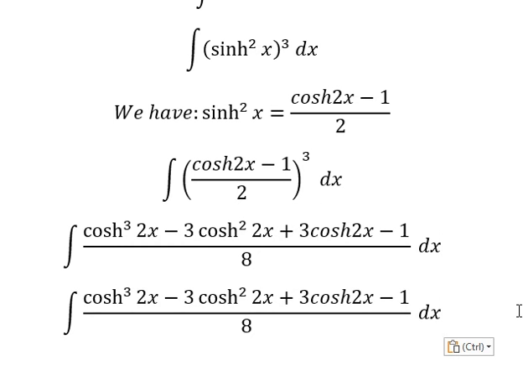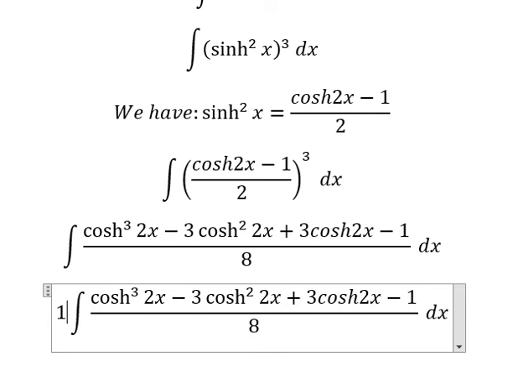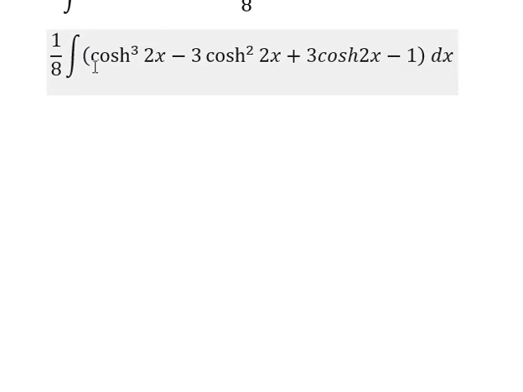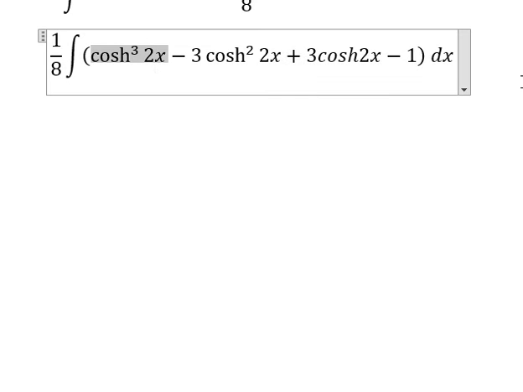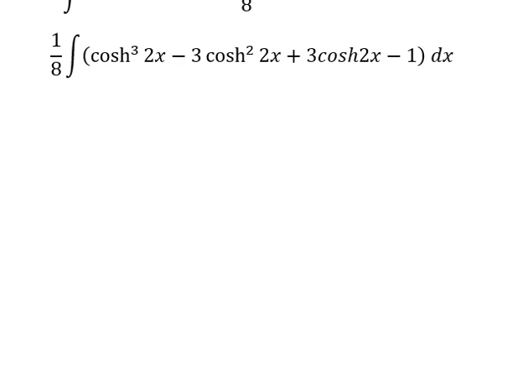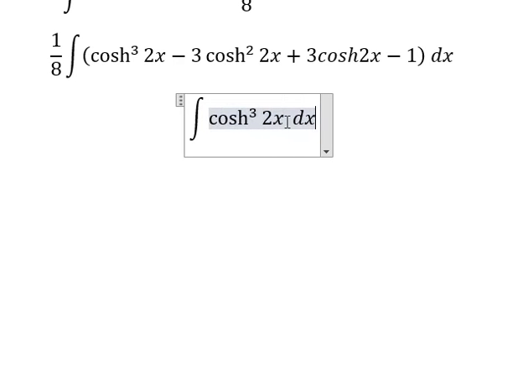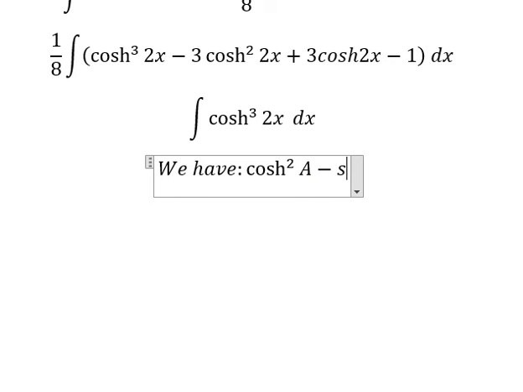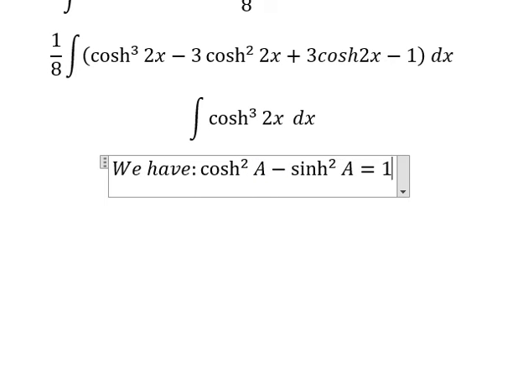Next, I will put number 8, go outside. Next, I will concentrate about this one only. Next, we have the formula in here. That is about cos a squared minus sin a squared equals to number 1.